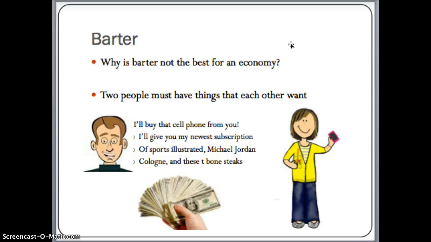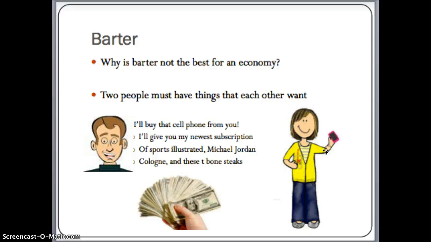Okay, so why is barter not good for an economy? In order for a barter to exist, two people must have things that each other want. For example, the guy on the left wants this cell phone that the girl on the right has. So he says, I'll buy that cell phone from you. In order to do that, in a system of barter, he would say, I will give you my newest subscription of Sports Illustrated magazine. I will give you my Michael Jordan cologne and these T-bone steaks for that phone.